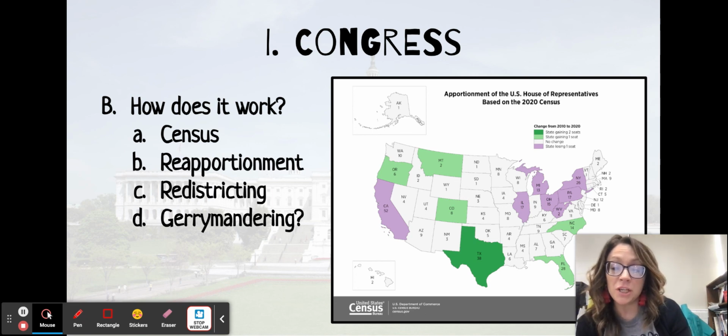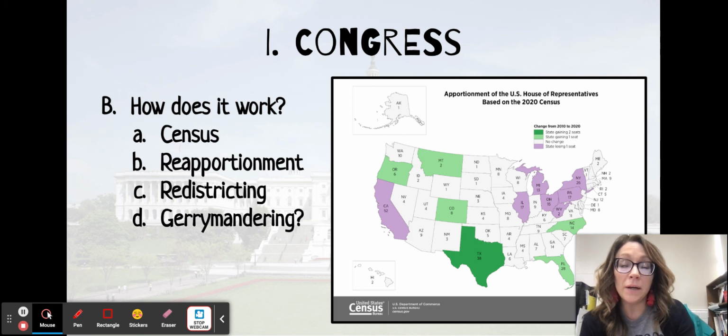So gerrymandering, what you need to know in your notes is that it is redrawing district lines to benefit a political party. I will stop there.